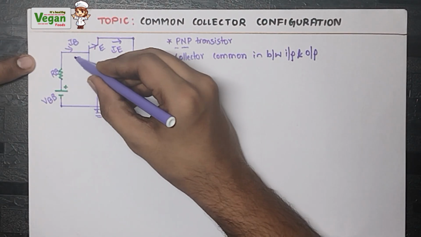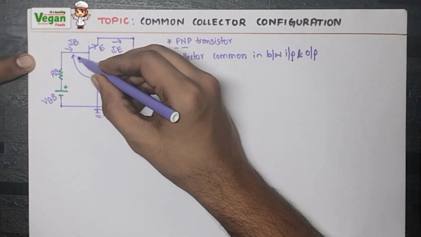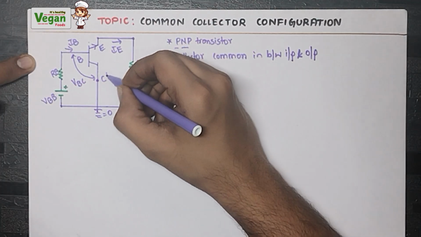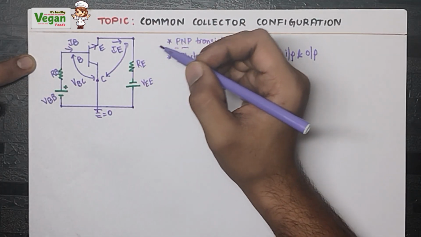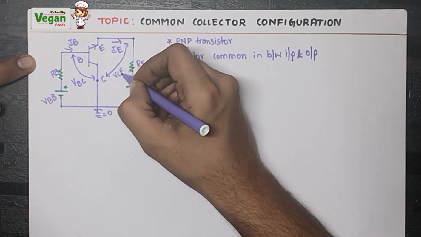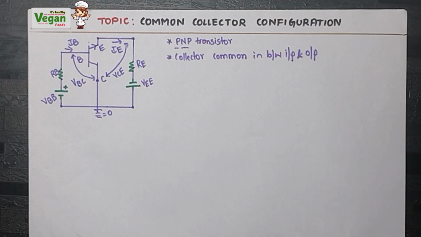So this is the junction between base and collector. The collector is common now, so between base and collector the voltage will be VBC, or you can take VCB. Now what will be the voltage between the collector and the emitter? VCE. It is the voltage between the collector and emitter junction.